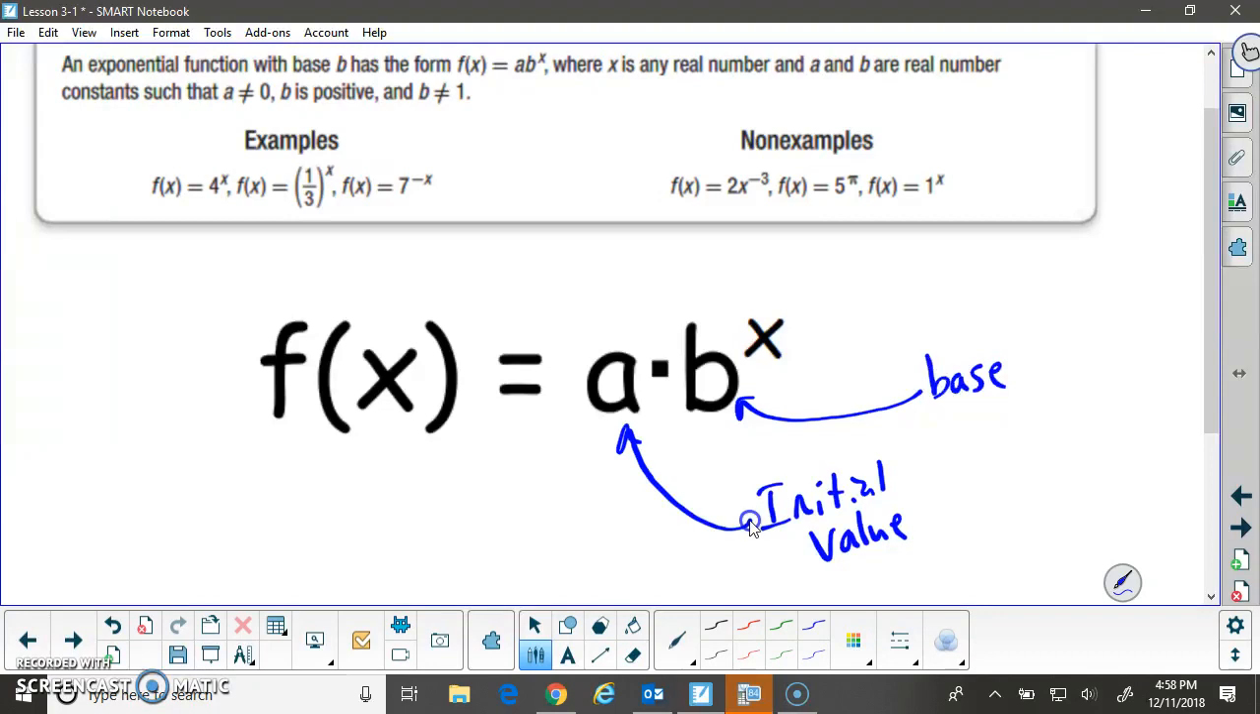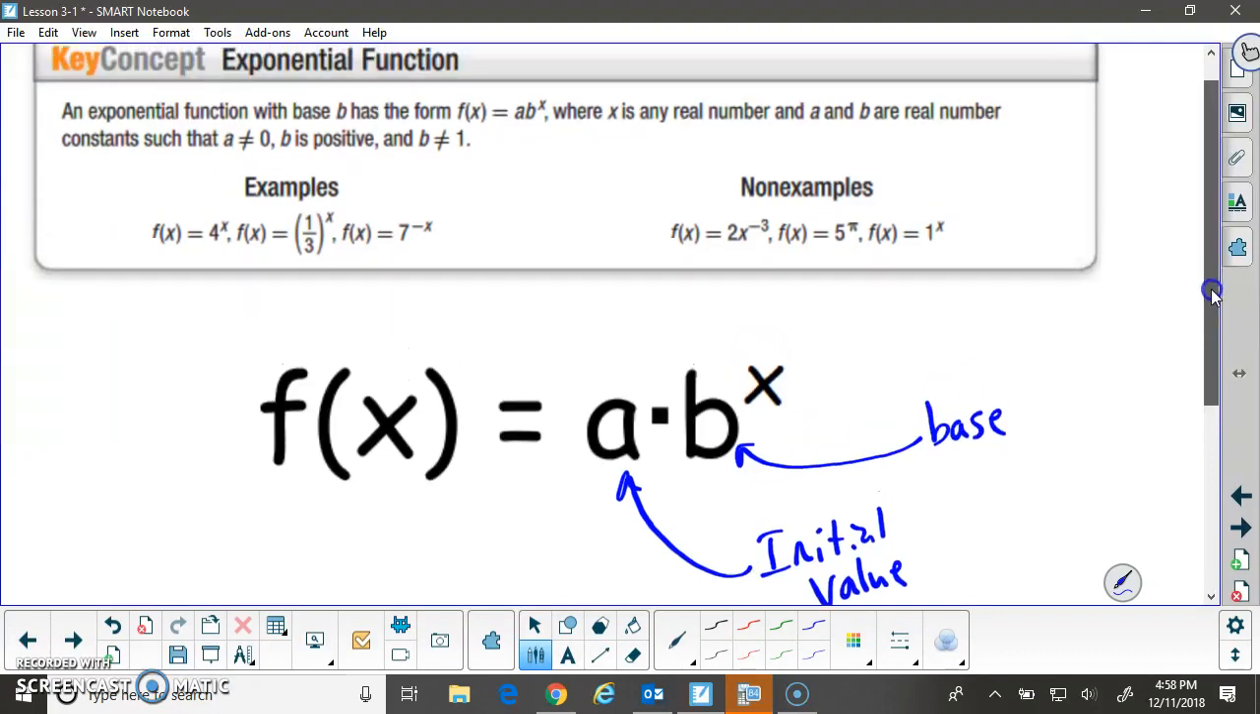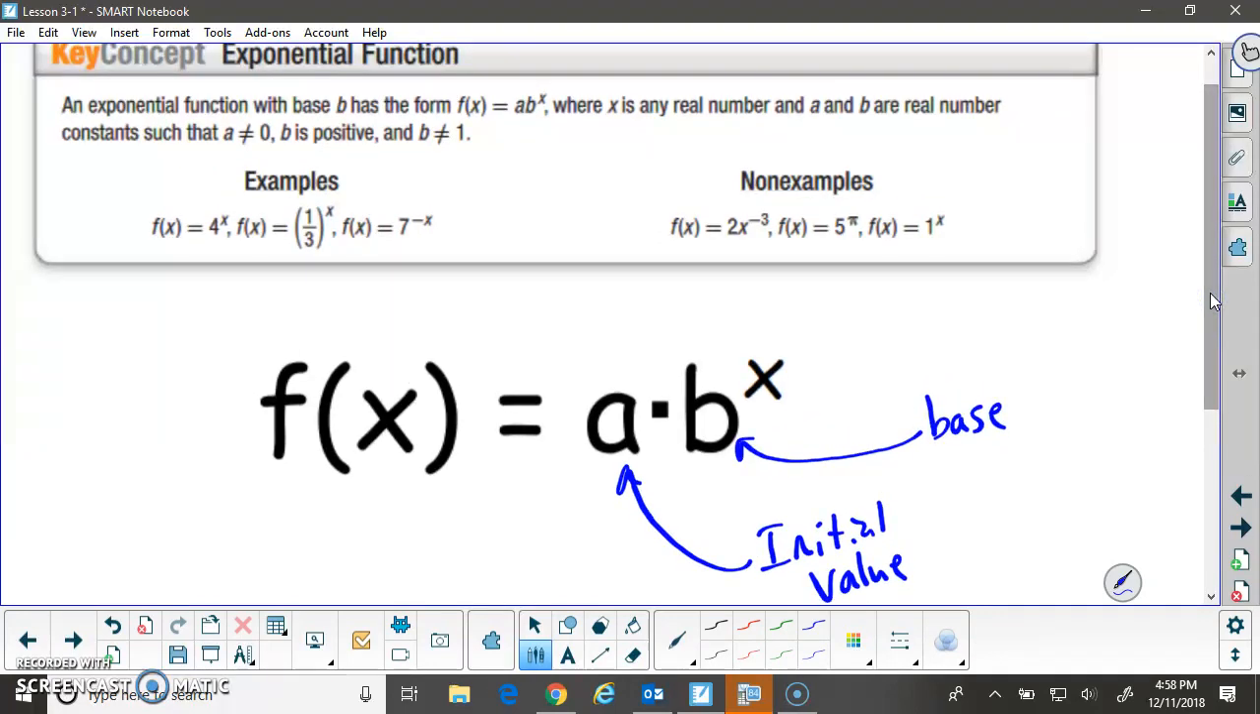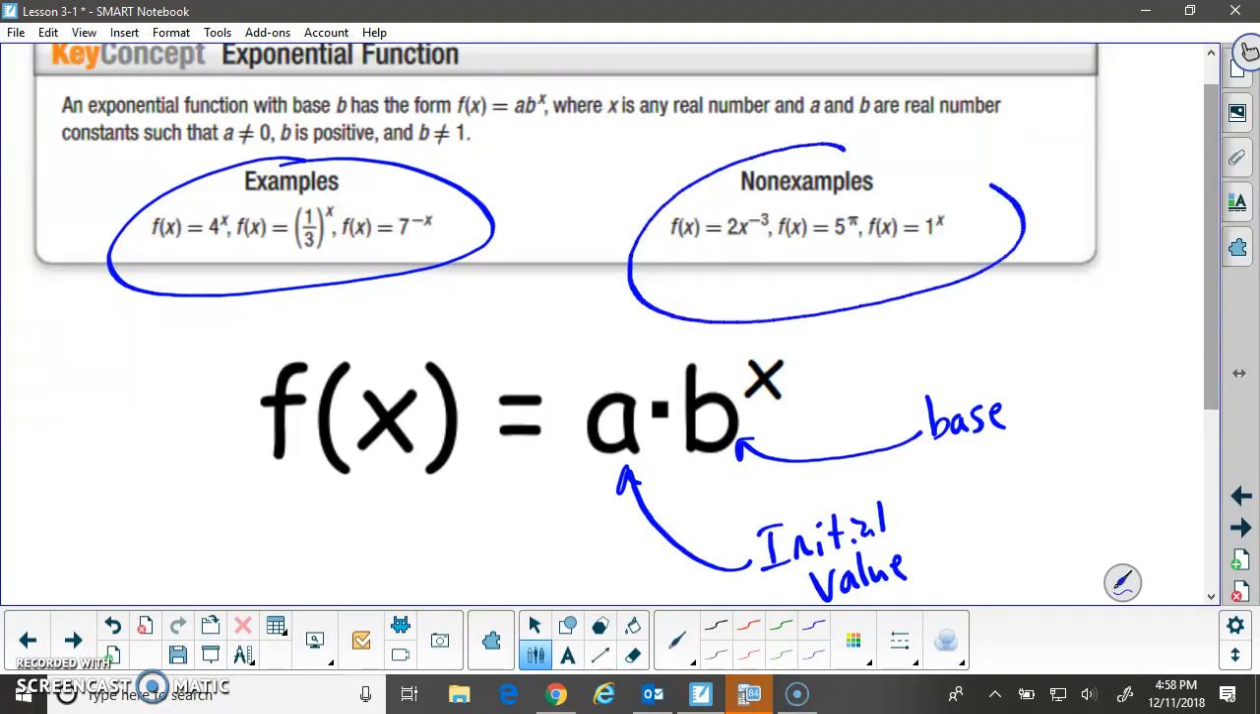Now your base is going to tell you whether it's growing or decaying, because we're going to have exponential growth and decay models. The initial value is going to tell you your y-intercept. So I got some non-examples right here. Those are all examples of exponential growth and decay models, and here are some non-examples. So if it's an exponential function, you have to have a number raised to a variable x.